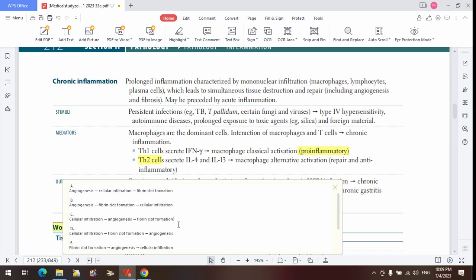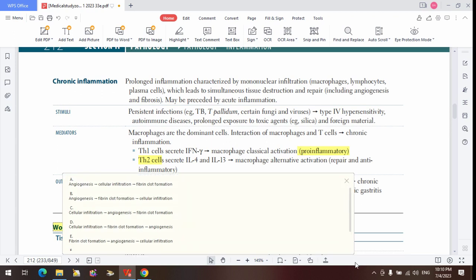So we have three things to choose. Sorry, I could not enlarge this. Cellular infiltration, fibrin clot formation, and angiogenesis. Which one do we think will happen first? I think fibrin clot formation occurs first, then cellular infiltration, then angiogenesis. Exactly. So the fibrin clot is the first phase.